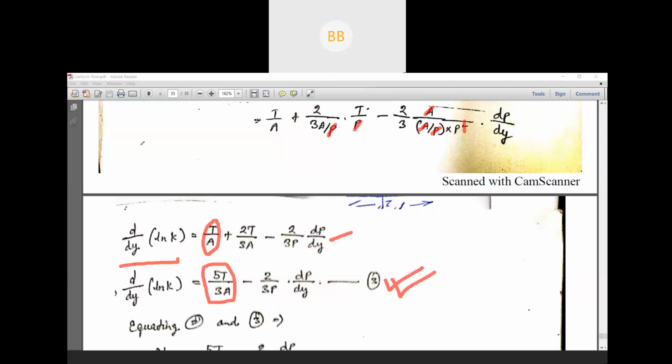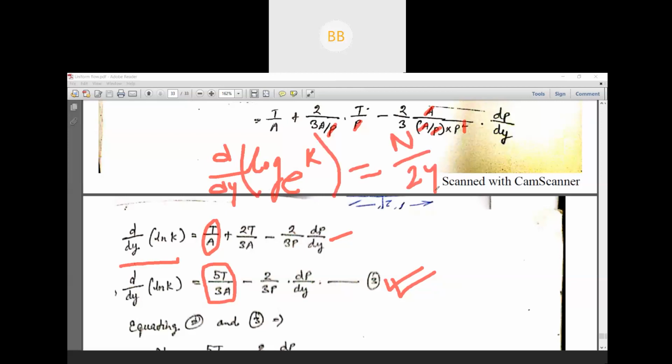So we got our equation d by dy log e K equal to n by 2y. This is our equation number 2. We got our equation number 2, that d by dy log e K is equal to n by 2y. Our intention is to find an expression for that capital N, which is the hydraulic exponent.